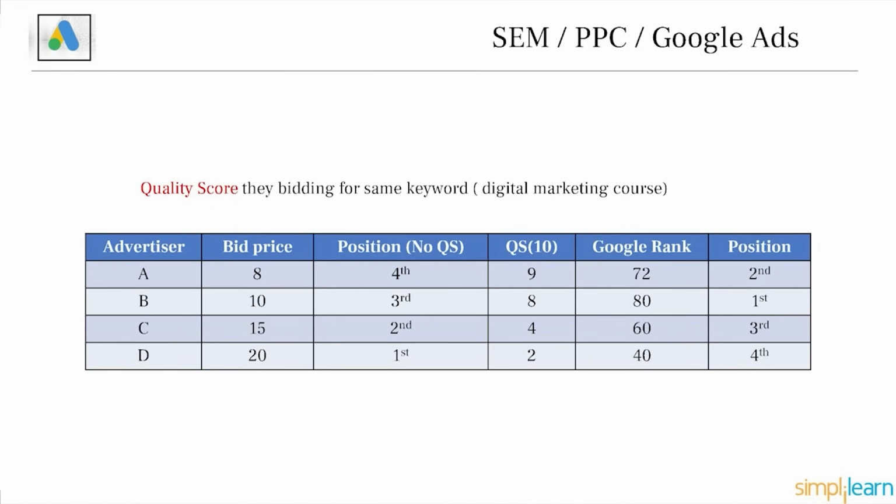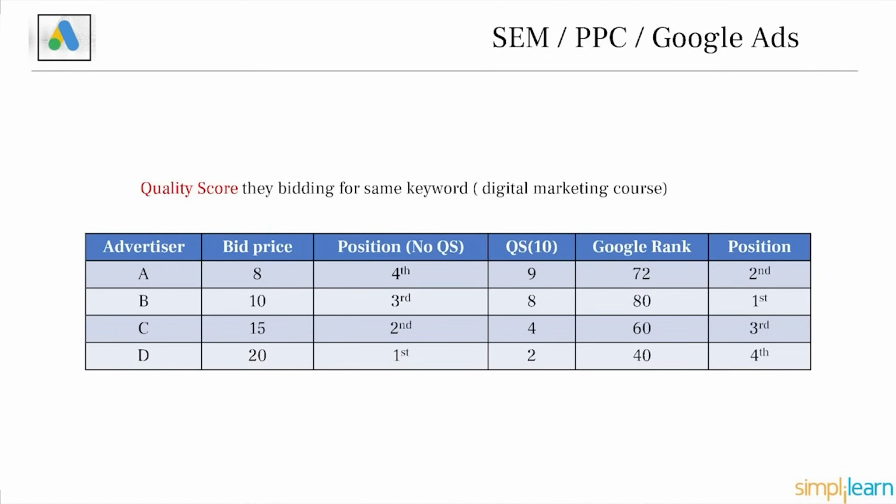How this impacts the whole position system is through Google rank, not Google position. Google rank is a KPI, or metric, which is a product, a multiplication, of what you bid and how much quality score you were able to get. So 8 into 9 brings 72, 10 into 8 brings 80, 15 into 4 brings 60, and 20 into 2 is 40.